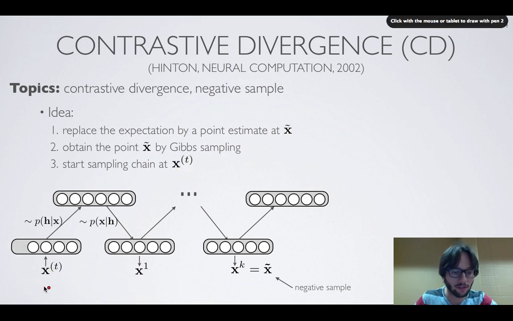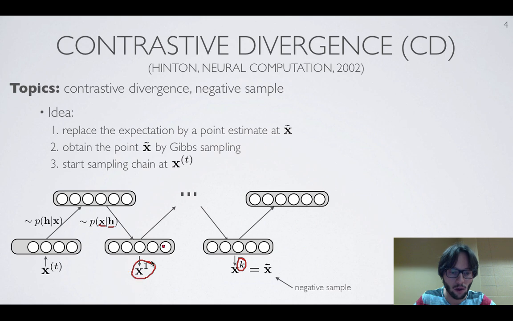Okay, so now I've taken my training sample, I've sampled each of the hidden units conditioned on the visible layer, taking that value, and then I'm going to reconstruct the visible layer by sampling from P of X given the current value of my hidden layer. So I could call this X1. And then I'm going to do that for k steps.